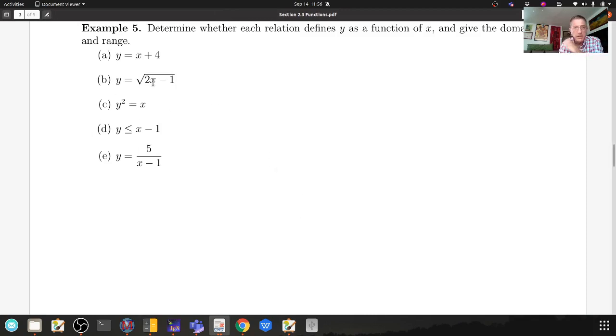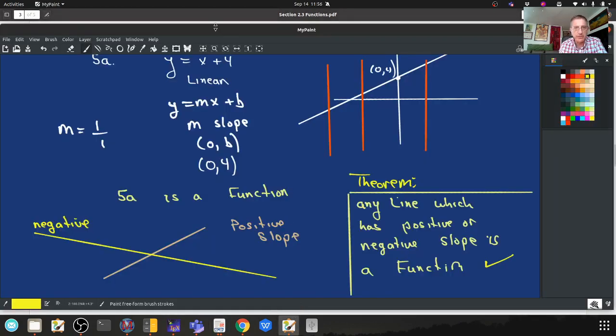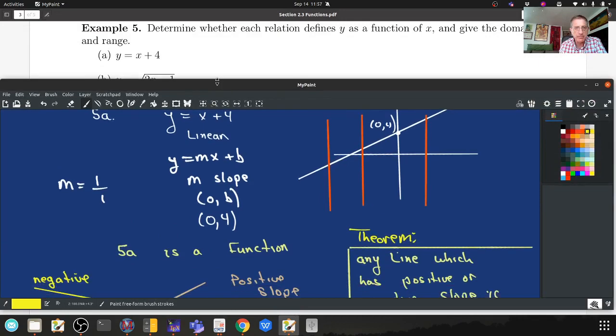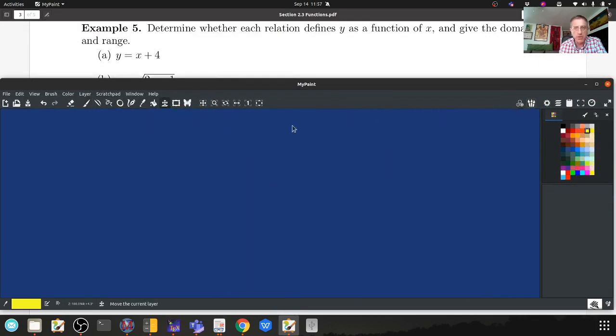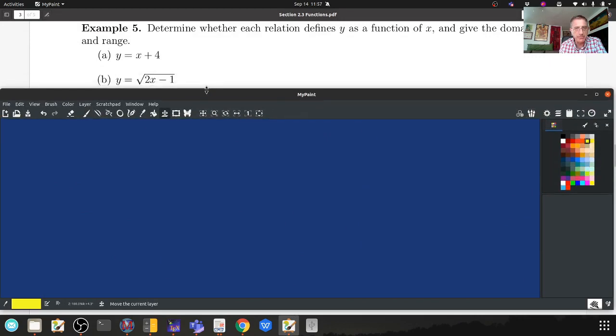So let's go on and let's look at number D. That's an interesting one because it's not an equality. All of these are equalities. So let's go and let's look at number B. Let's just do these in turn. The theorem I just wrote down will be used later on.